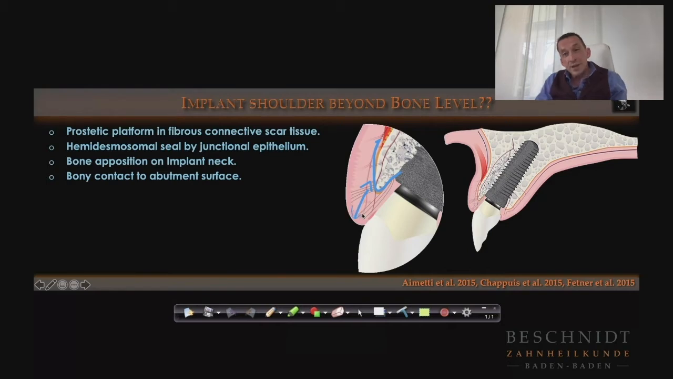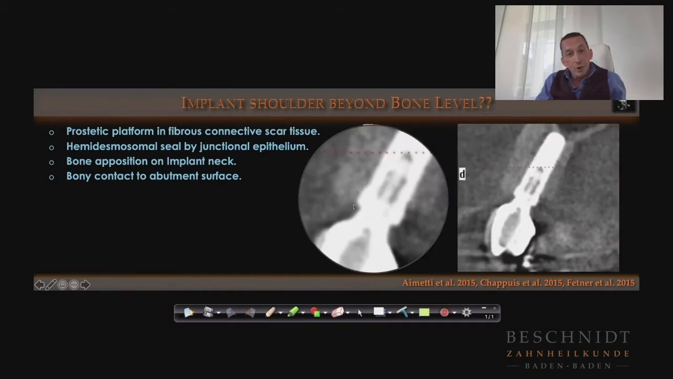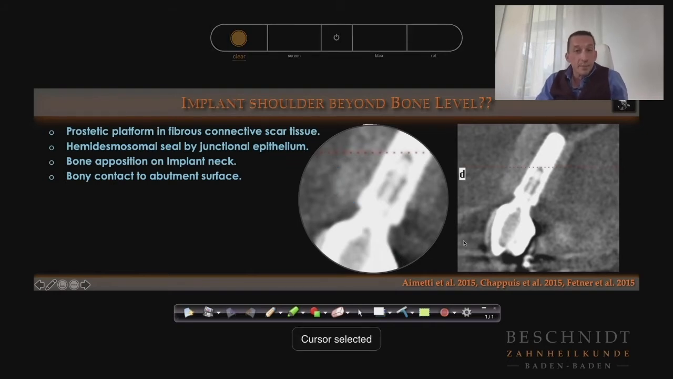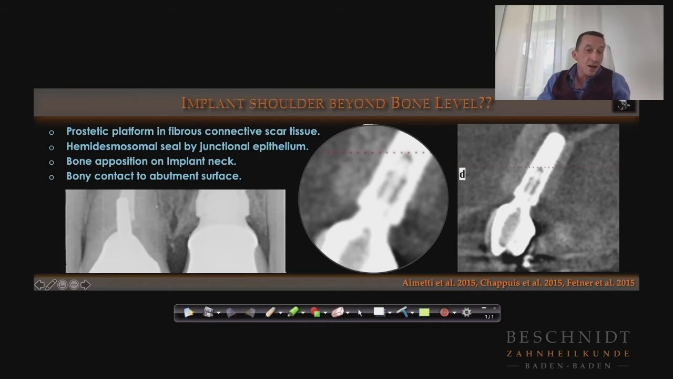Looking at this picture, you see the bone is stable in front of the implant shoulder. We have bone higher than the implant shoulder. And also looking between two implants or an implant and a tooth, you see that the implant and the abutment can be surrounded left and right by bone. Let's have a look at the first case.